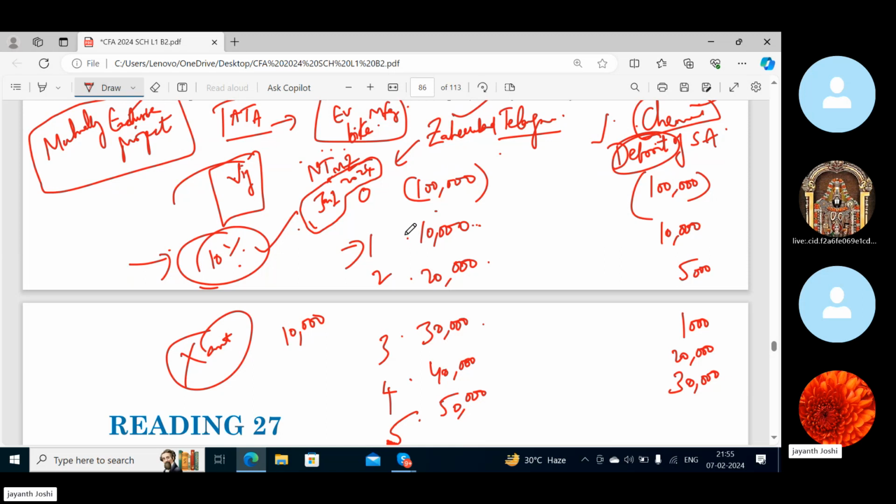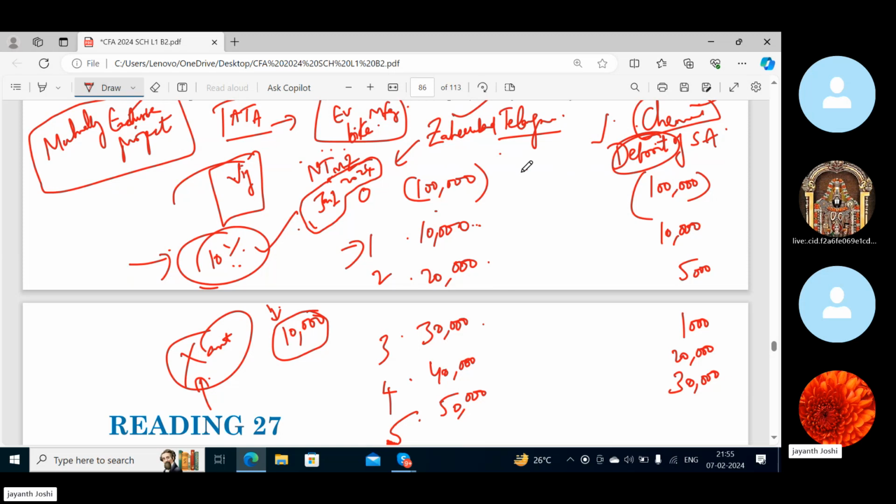So for that we have to find out the present value of this. Let's say that present value is the X amount we are getting. This is the amount which, if we are investing at the rate of 10% for 1 year, we are going to get 10,000. So what is that amount we are going to find?